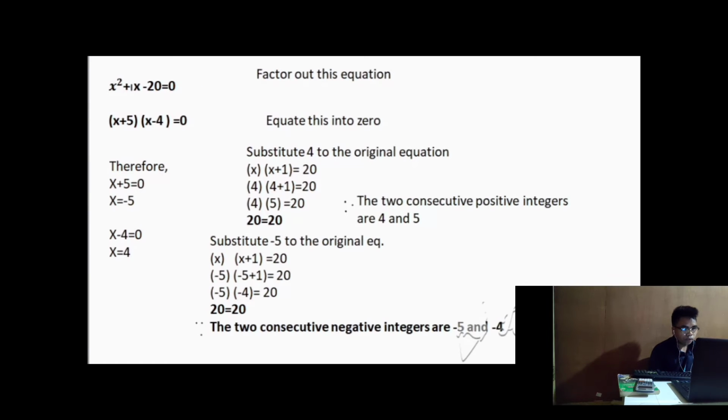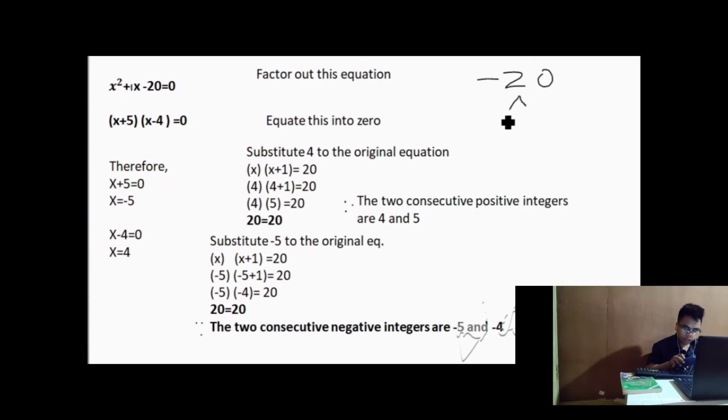what we are going to do is to find the possible factors of the constant term. So the constant term here is negative 20. So we put negative 20 here. So the possible factors of negative 20 can be 5 and negative 4. So 5 times negative 4 is simply negative 20.